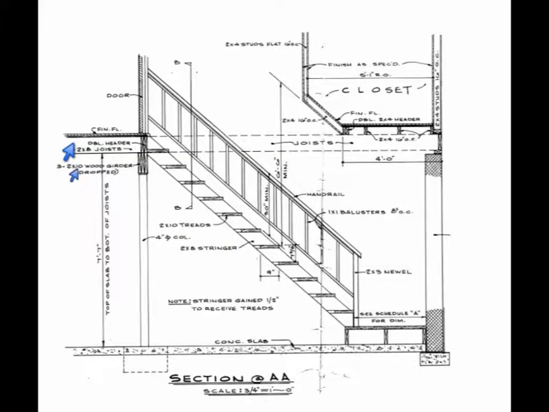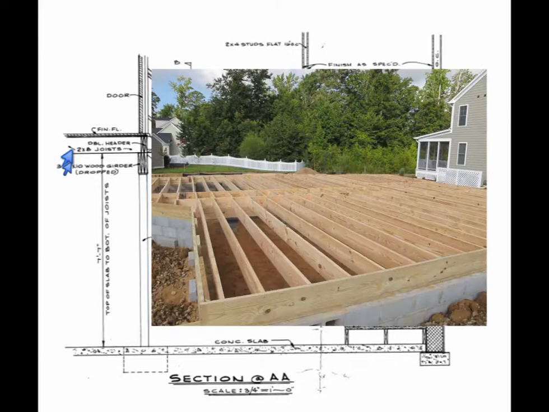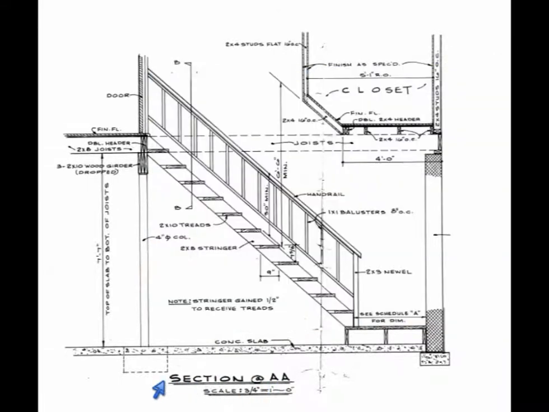In the floor system for the first floor of this project, this floor system consists of two major components. The structural member for this floor system is a 2x8 joist. This information is found in section AA, which is on page 11 of your Essex construction documents.